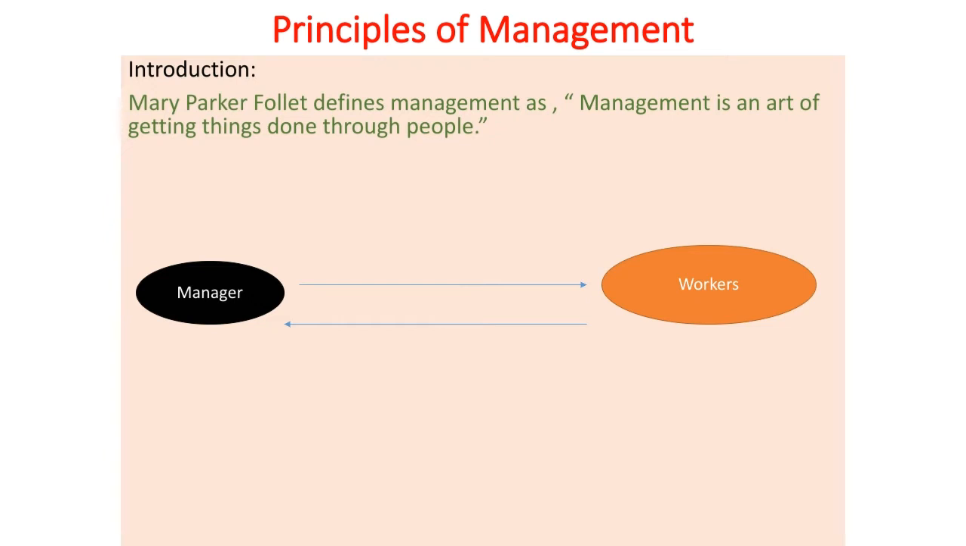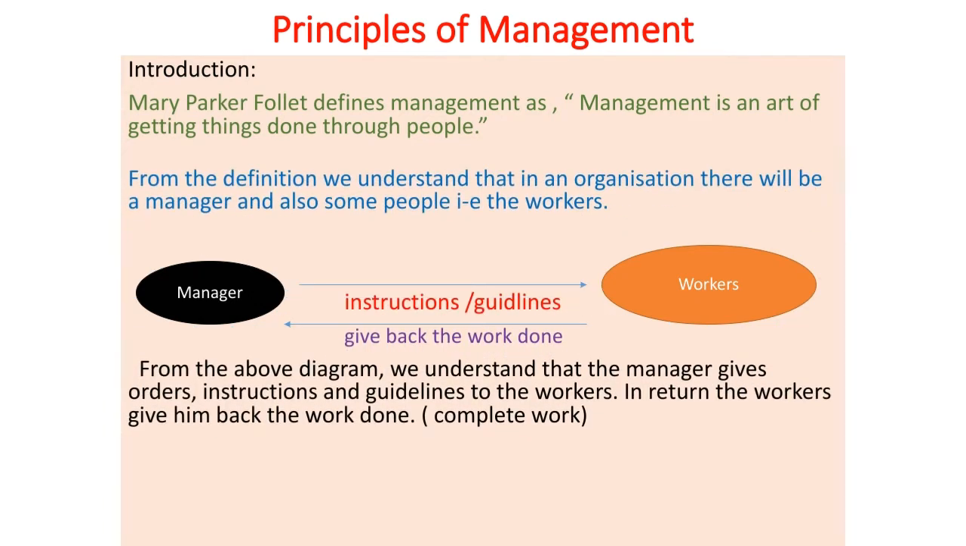Now from this definition, we understand that in an organization there will be a manager and there will be some workers. You can see in the diagram that I have drawn, there is a manager given in the black circle, and there are some workers given in the orange circle. You can see the size of the oval. Since there are few managers in the organization, the size of the oval is smaller. But the size of the workers' oval is larger, because in any organization the number of workers will be more. So the managers, though they are fewer in number, control a large number of workers.